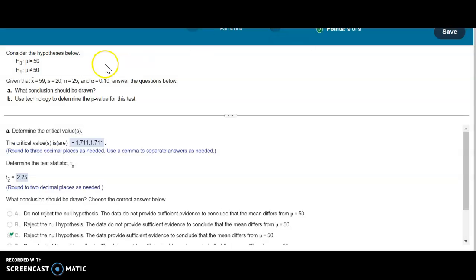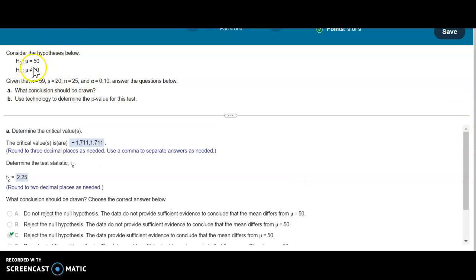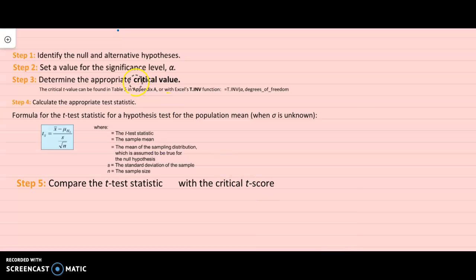So question 3 works kind of the same way, except you are going to do a two-tailed test. So let me set this one up and show you how to do this. All right, step 1 is identify the null and alternative hypothesis, and this is already set up for us. So we can move on to step 2, the value of the significance level. Well, alpha is 0.10.